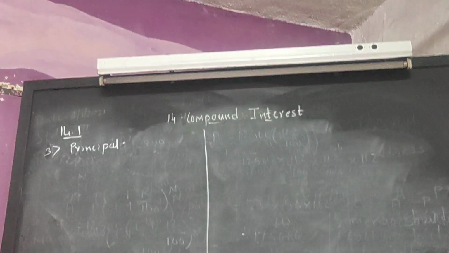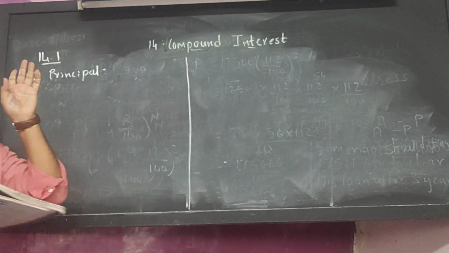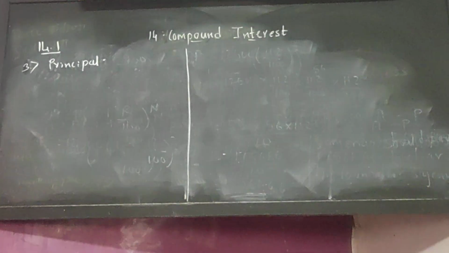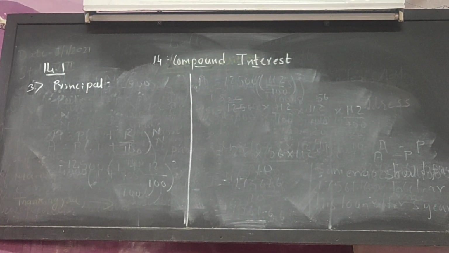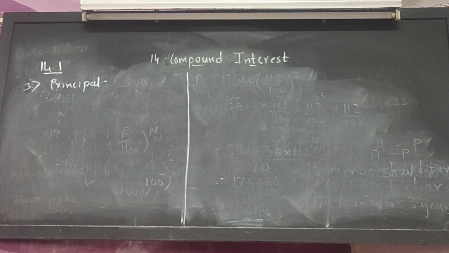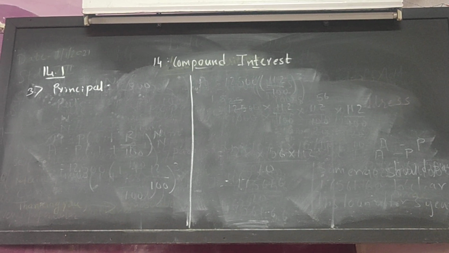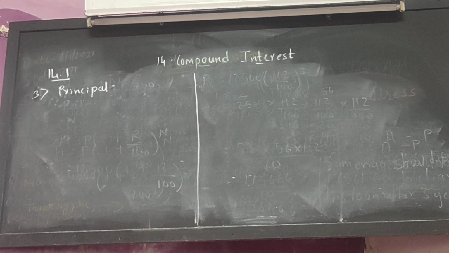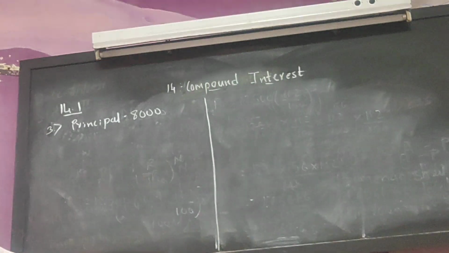Okay, we'll go for the last sum of that exercise, question number 3. This is also a statement sum. To start a business, Shalaka has taken a loan of rupees 8,000 at a rate of 10.5% per annum. After 2 years, how much compound interest will she have to pay? Here we have to find the compound interest. The principal is given to you. She has taken a loan of 8,000. So your principal amount is 8,000.